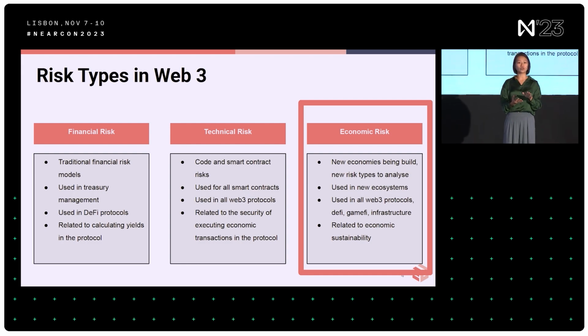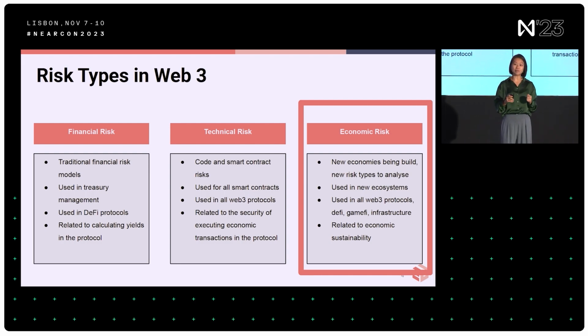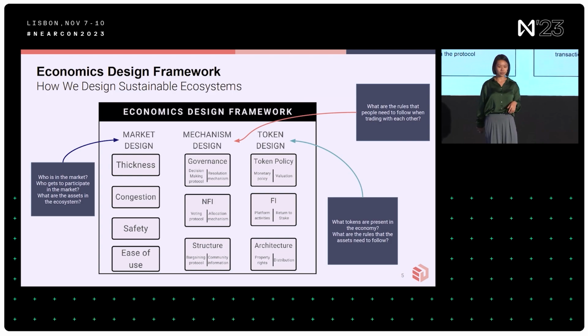When it comes to technological risks, that's where a lot of smart contract firms and audit firms are working, and you can read a lot of their reports and go to Twitter to understand them. Financial risk, on the other hand, is something quite new. Economic risk is something quite new. It's quite specific to Web3, and this is the part that I want to dive into.